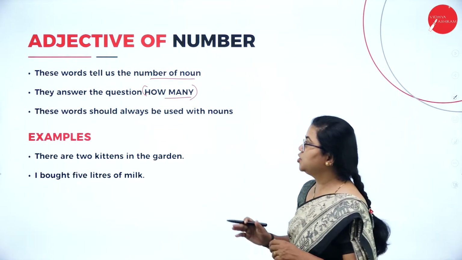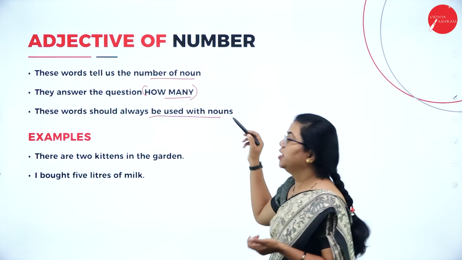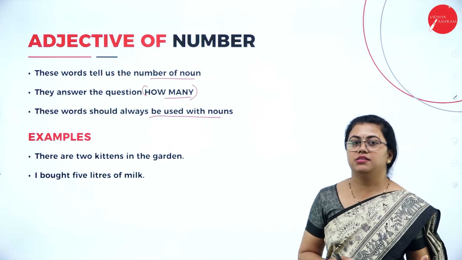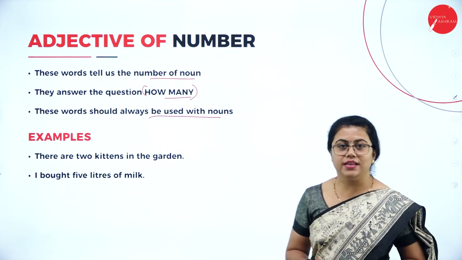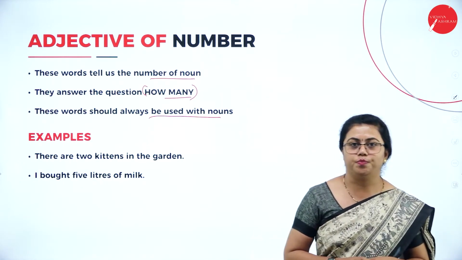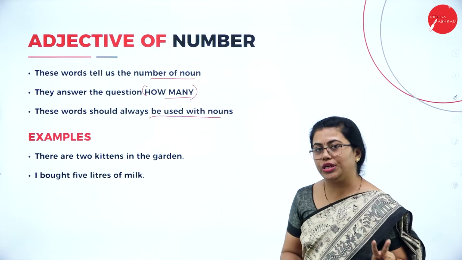So next, these words should always be used with nouns. Yeah, this is also a rule here. You should always use these words along with nouns. In very rare cases, when the sentence is incomplete, sometimes it is used without nouns also. Fine. So here in these two examples, there are two kittens in the garden.